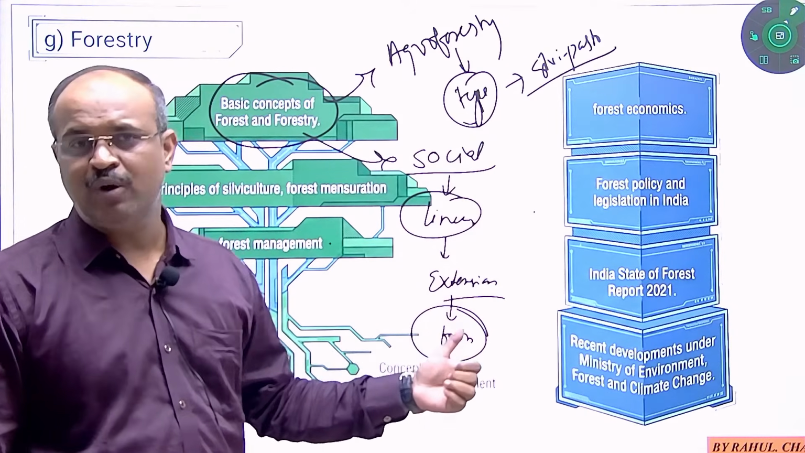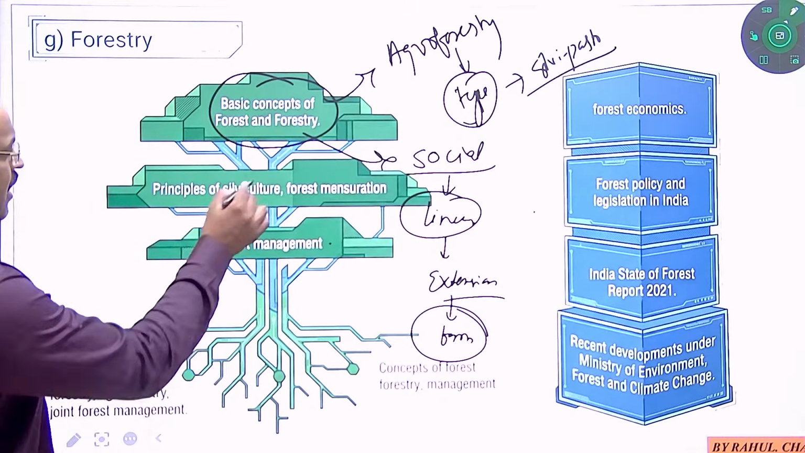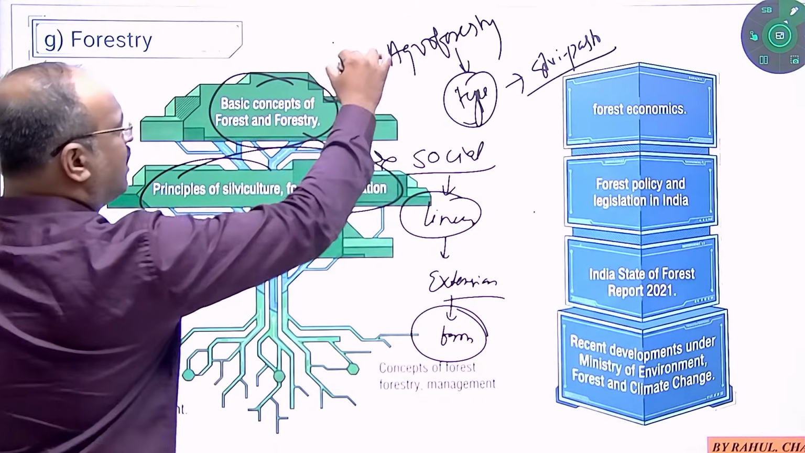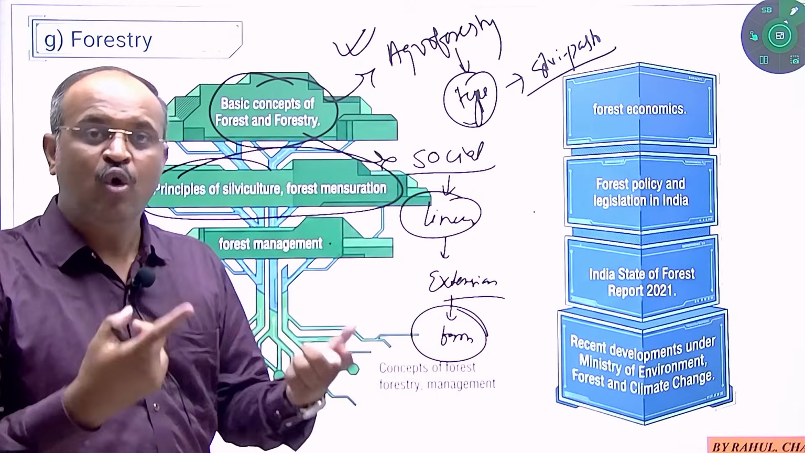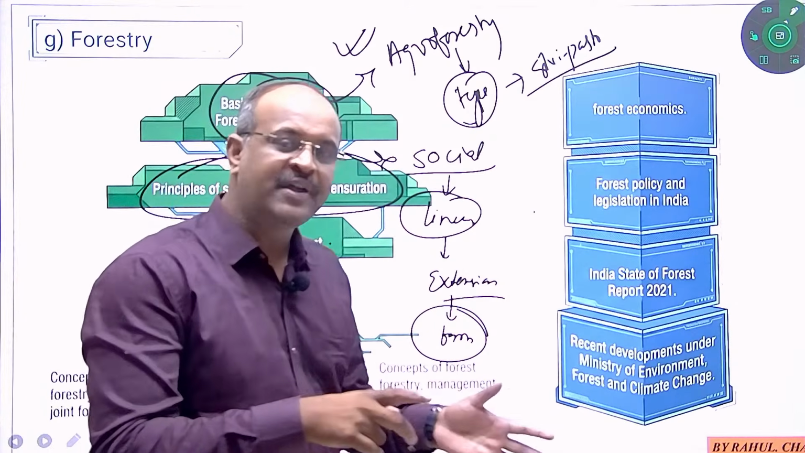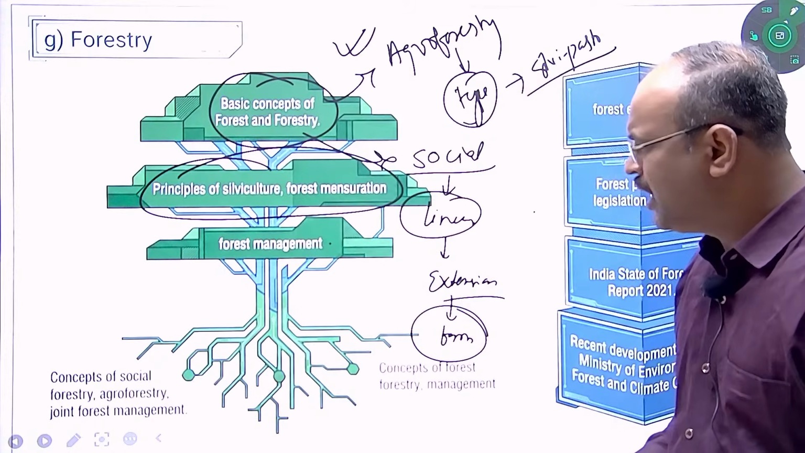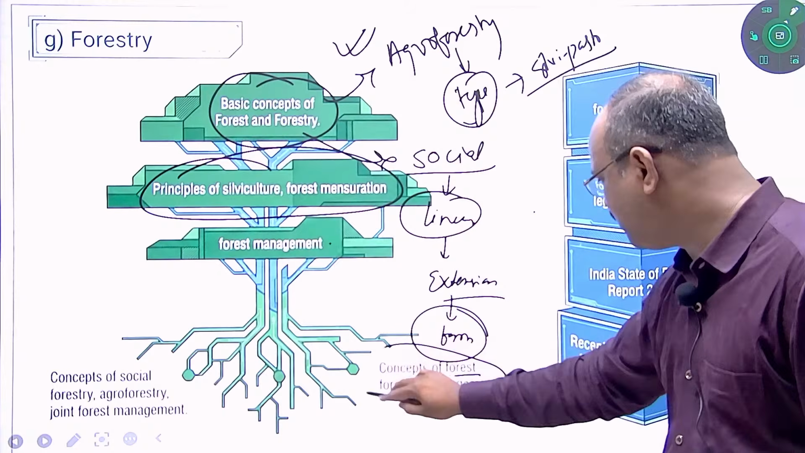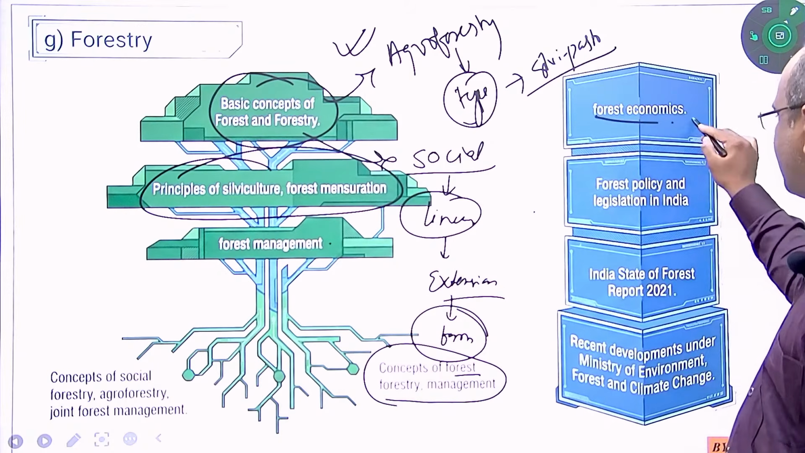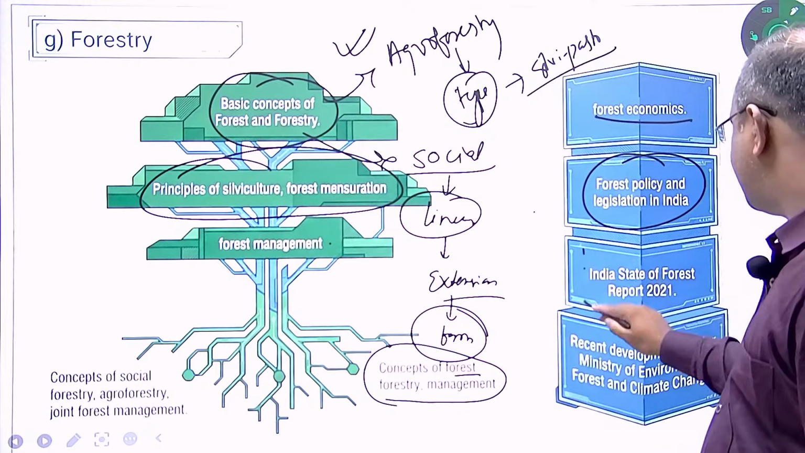So definitions are important, but when it comes to the descriptive exam, they can ask you about agroforestry. What is agroforestry? What is its role? So the role is important, remember. So the role of the agroforestry and the role of the social forestry is very, very important. Then it is the concept of the forestry and forest management, the forest economics, forest policies and legislation in India. Then India State of Forest Report.